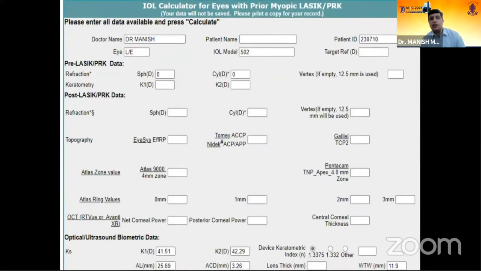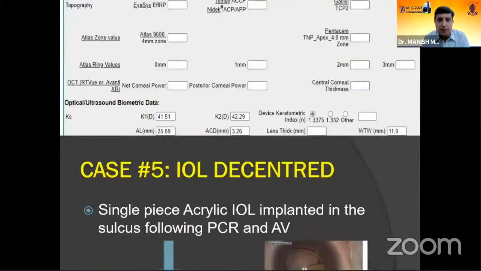You can also use the IOL calculator here, the ASCRS post-refractive surgery IOL calculator, where you have to fill in all the data. If you have a pre-LASIK refraction, the keratometry, then the post-operative refraction, keratometry, the K values, the ACD, the axial length, white to white, whatever data you have, you just put it inside, and then you will get an estimated IOL power, which will help you avoid these post-operative surprises.